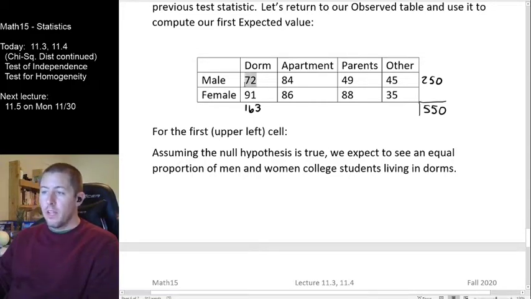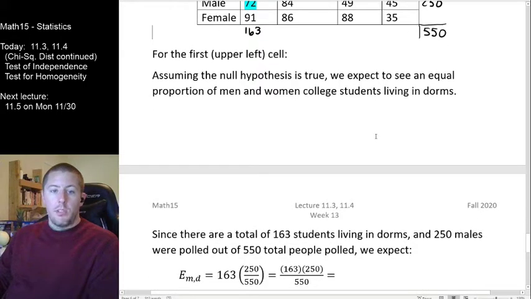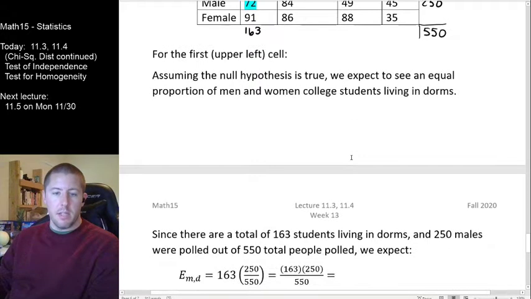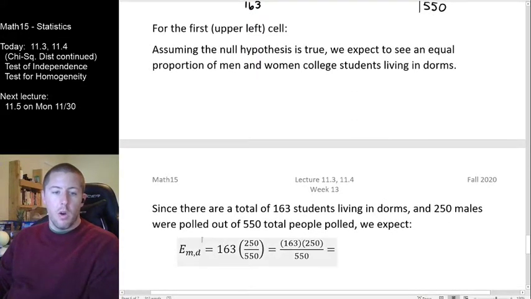So we're only dealing with this one right here. Right, that's our cell of interest, 72. So, assuming the null hypothesis is true, we expect to see an equal proportion of men and women college students living in the dorms. We expect the proportions to be the same across male and female. So here is my expected, that MD is, what's my expected count of males in the dorm? It's just my attempt at making some notation that makes sense.